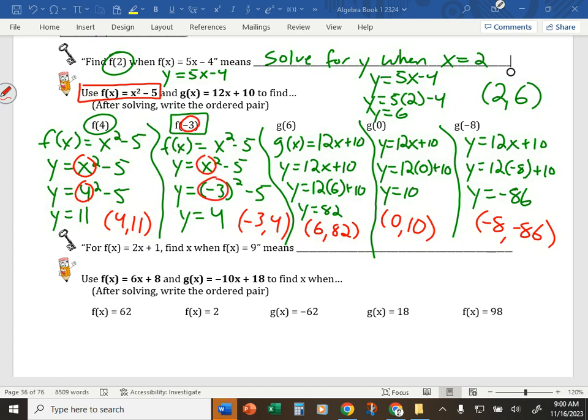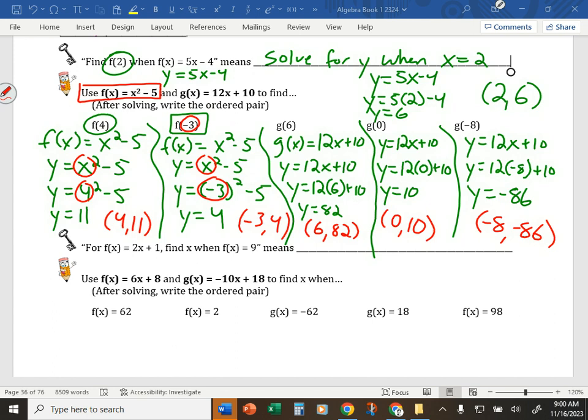Okay, so why are you doing minus 5? Because minus 5 is part of the equation, right? The f of x equation is x squared minus 5. So whatever x is, we square it, then subtract 5 from that. And that's what y will equal.